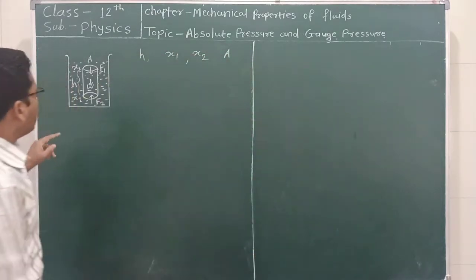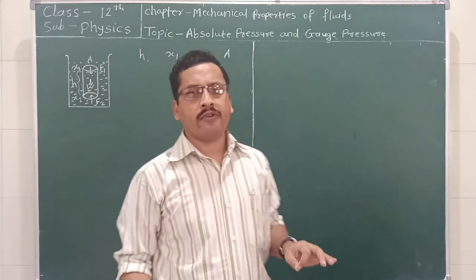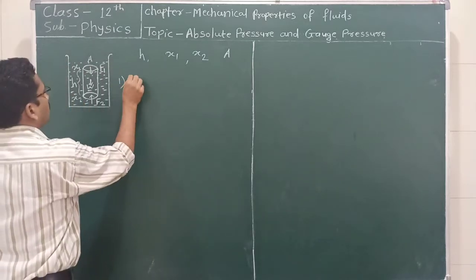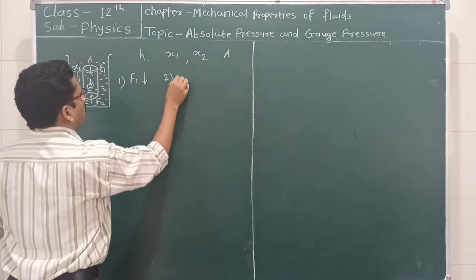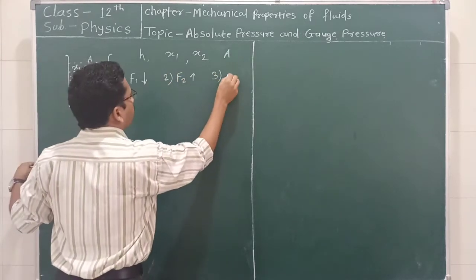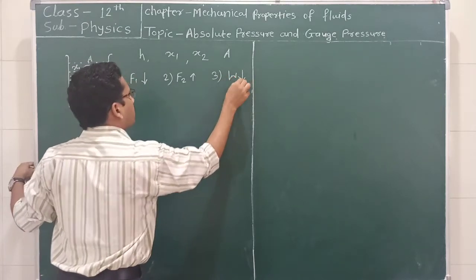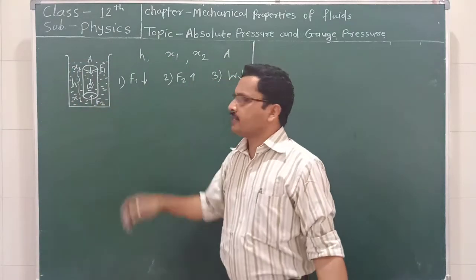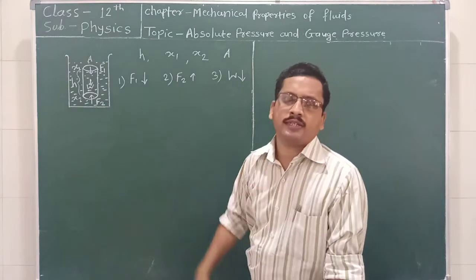Now, if we see from this diagram, there are three forces acting on the liquid column. The first force F1 is in the downward direction, the second force F2 is in the upward direction, and the weight of the liquid inside the cylinder, equal to W, is always acting in the downward direction. As this liquid inside the cylinder is in static equilibrium, we can say that these forces balance each other.